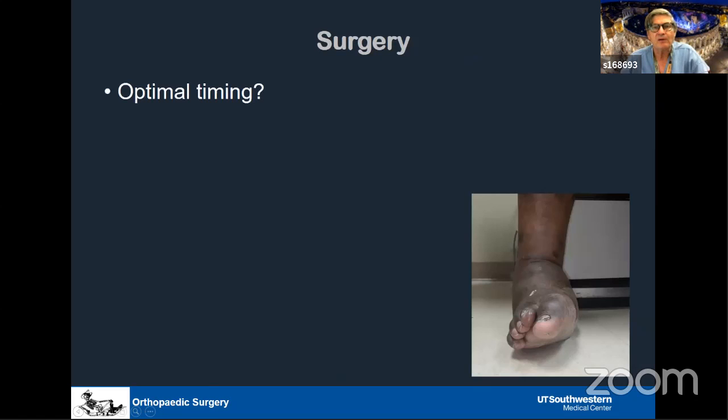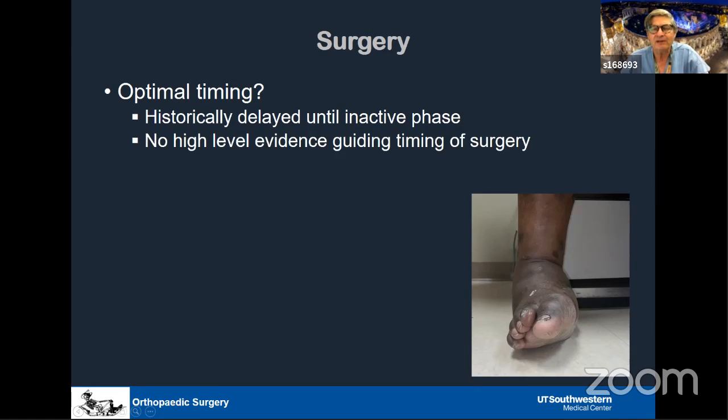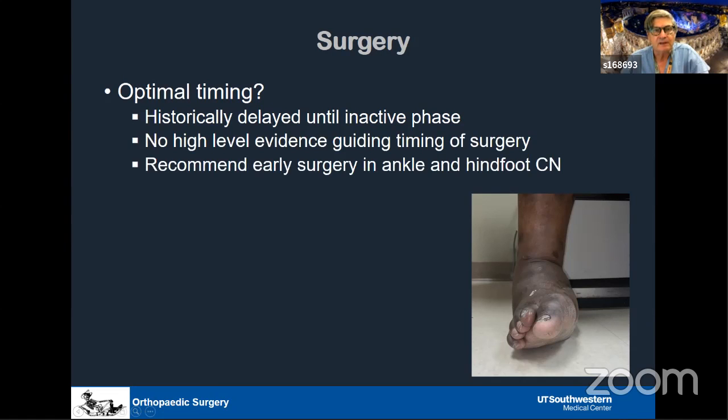When we do surgery, the question is, when is the optimal timing? Historically, people say we should delay this until the active phase of Charcot is over. There's really no high-level evidence guiding that. I think a lot of this stems from many years ago when things fell apart for other reasons. And so I recommend early surgery in ankle and hindfoot Charcot, because once they develop a deformity, again, my approach is to be proactive rather than reactive. I would like to get this realigned so they don't develop a wound, an ulcer, osteomyelitis, infection.